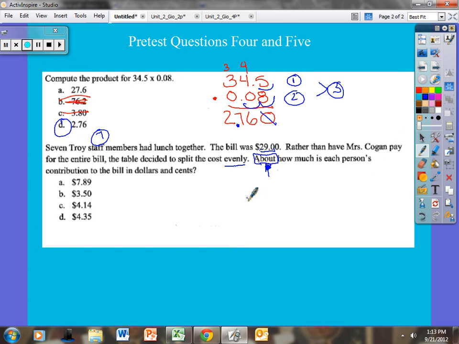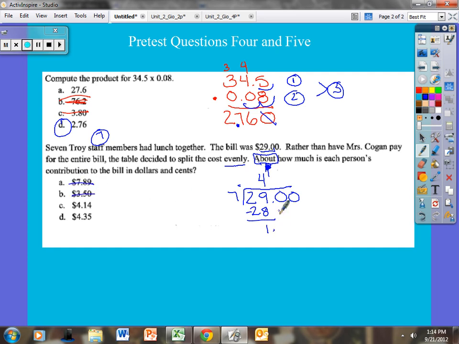So I take a look. I have $29. I'm going to divide that into 7 equal parts, or about 7 equal parts because I see the word about. Okay, 7 times nothing will give me 2. 7 times what will give me 28, or 24, I'm sorry. 7 times 4 will give me 28. That's pretty darn near close. Subtract, that's 1. I can actually eliminate these two answer choices because I don't need them.